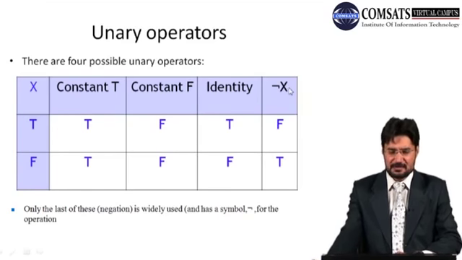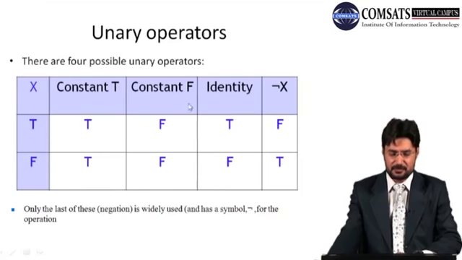Mostly we use this x naught, but there are also other operations that we can use as a unary operation. So if we have x and the value is true, then constant true will be true, constant false will be false, and then identity will be true, and then the negation will be false. So if there is a true, then there will be a false. In case of false it is also the same.